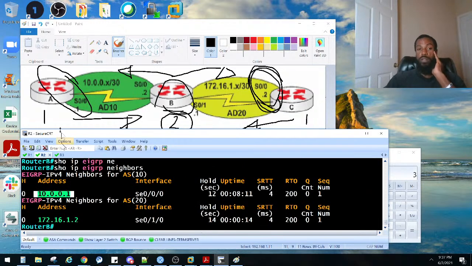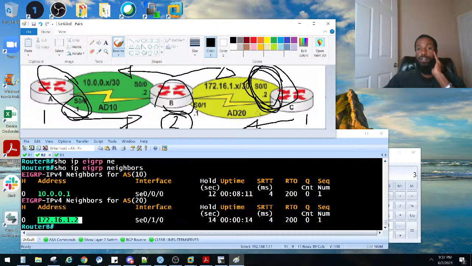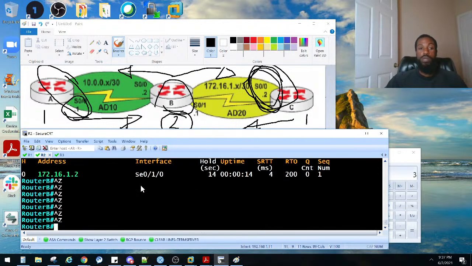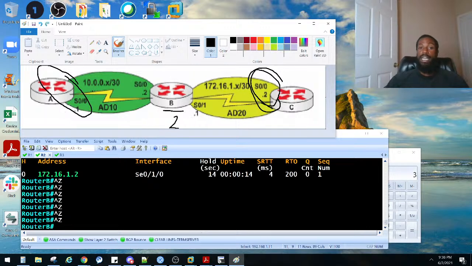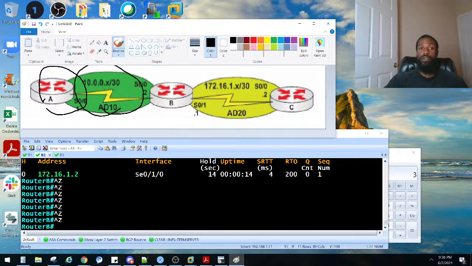Right? 10.0.0.1. Who is that? This guy. And also 172.16.1.2, which is this guy, right? That make any sense? So now let's look at the routing tables. I'm going to look at this guy's routing table. Remember, he only knew about the 10 network, right? So now that he learned some routes from this guy right here via that interface, he should theoretically know about this network now. He should be able to know about that network right there now, right?